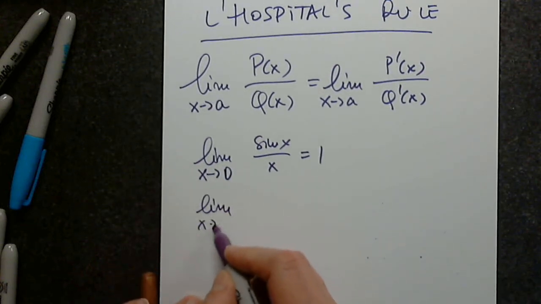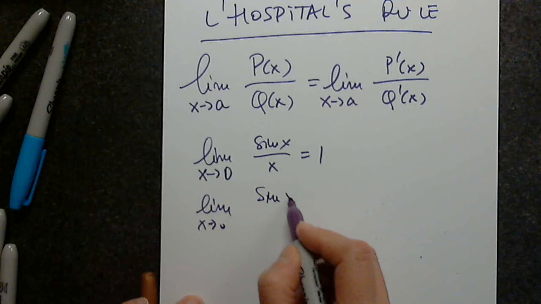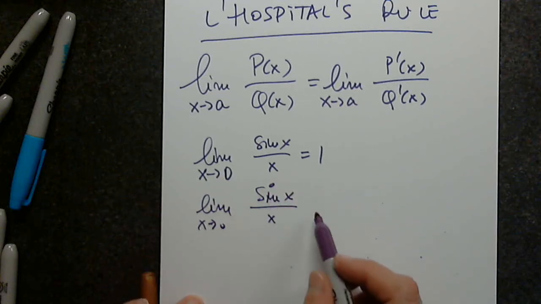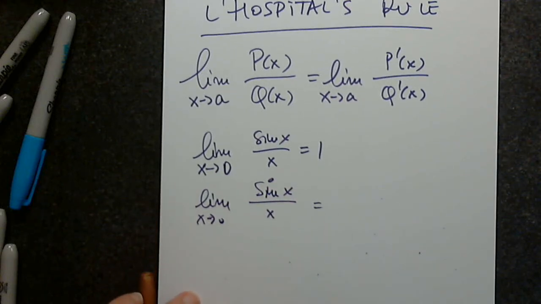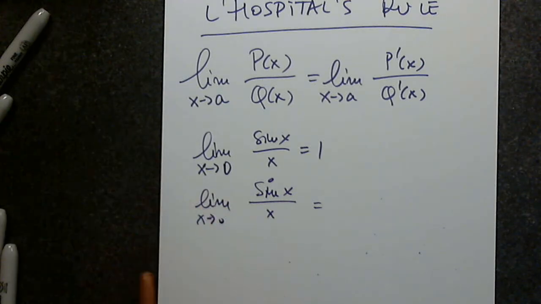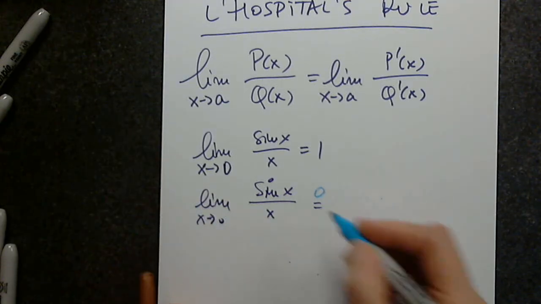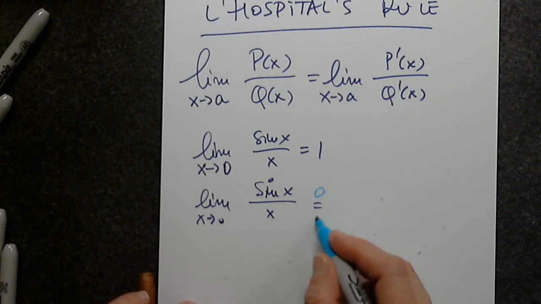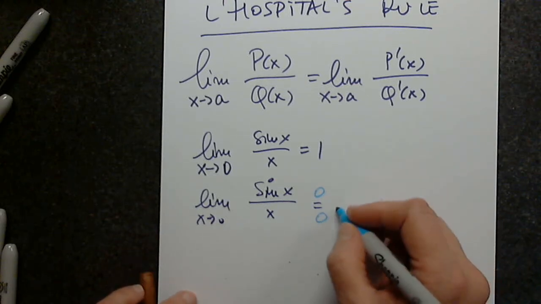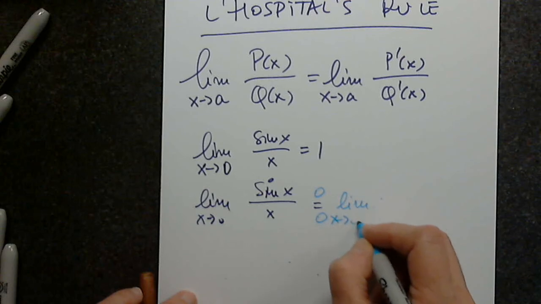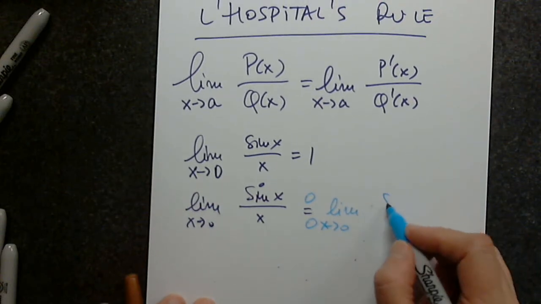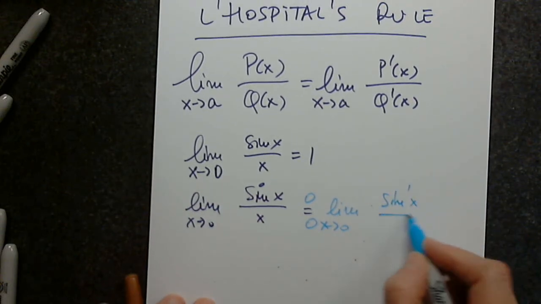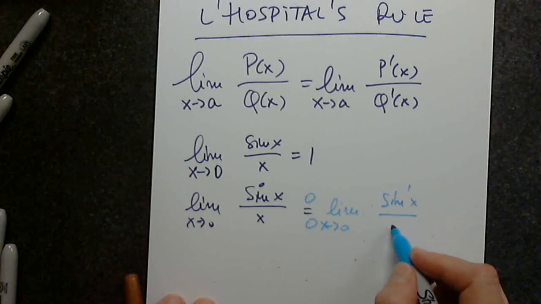Now let's say we don't know the answer, and I want to apply L'Hopital's rule. We plug it in. What do we get at the top? Perfect. What do we get in the denominator? Okay. Can I use L'Hopital's rule? Yes. And we will determine it as sine prime over 1.